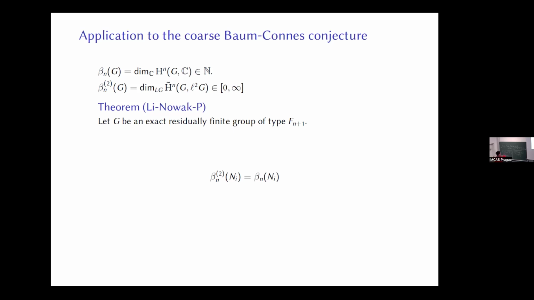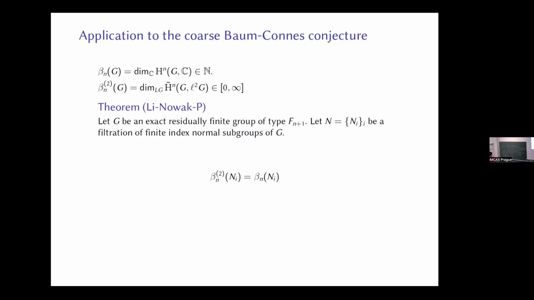So we assume that G is an exact, residually finite group of type F_{n+1}. Type F_{n+1} is required because it comes with the definition of the higher Kazhdan projection. Exactness is just for some technical reason, and the residually finite assumption is what one usually needs in the context of the coarse Baum-Connes conjecture. As an example of a group with these properties, one can think of free groups on k generators. Any free group would be an example of an exact residually finite group of this type. Basically, a free group is of type F_2 even.